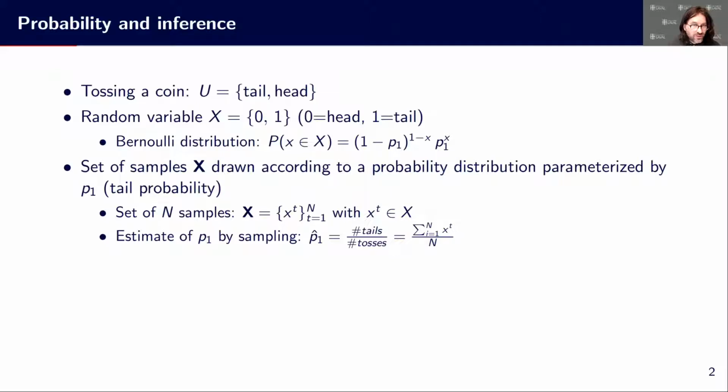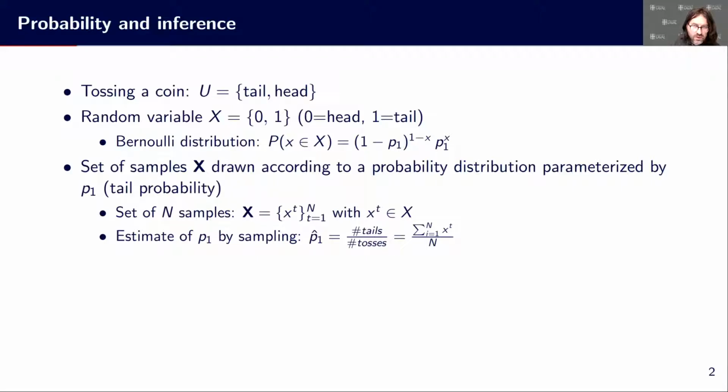If we have a set of samples drawn according to a probability distribution parameterized by P1, so we have n different samples, they make the set big X in bold here. We have this set defined as x^t, so x1, x2, x3, up to xn. These are all drawn according to this Bernoulli distribution. We can then say, okay, we will estimate P1 by sampling.